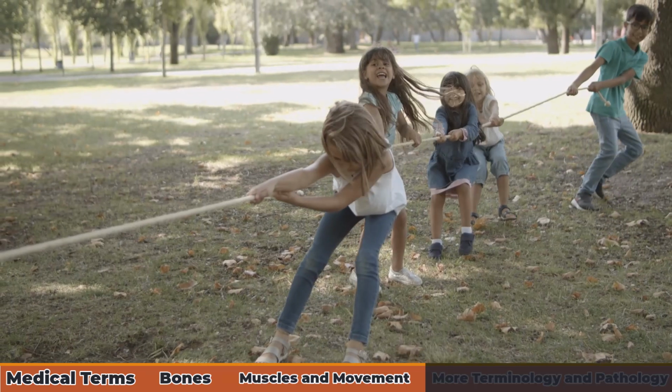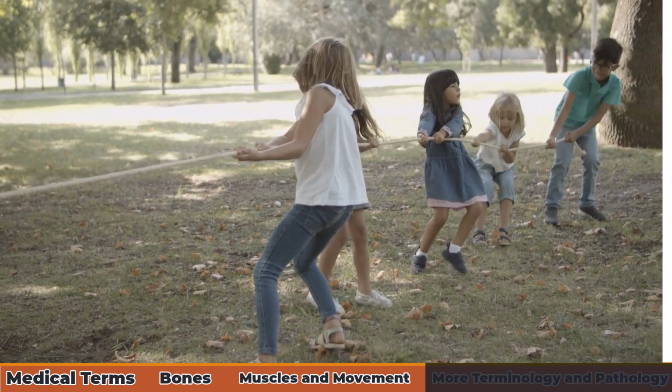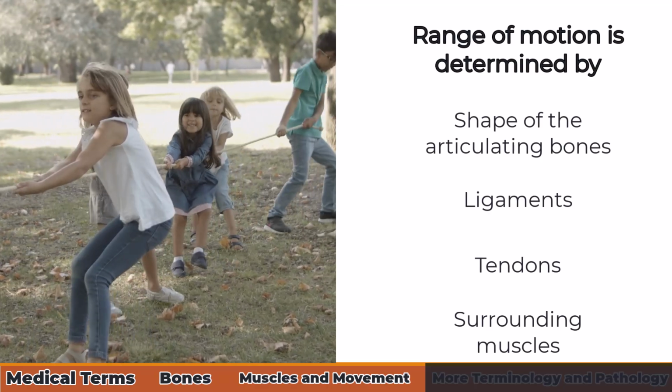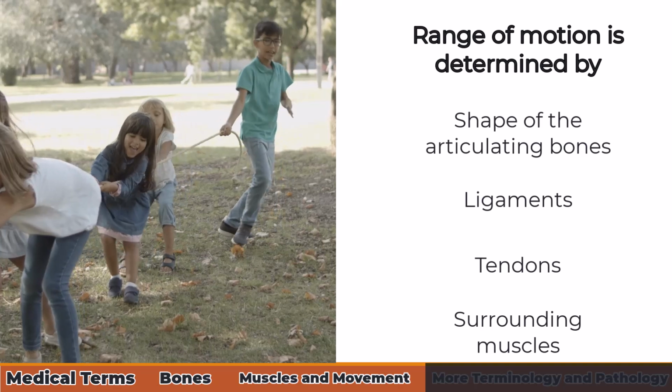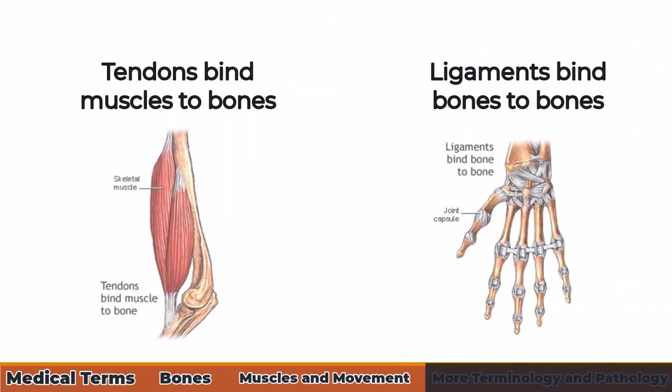Movement requires the use of varying combinations of muscles, bones, tendons, and joints. The range of motion allowed by a joint is based on the shape of the articulating bones, the ligaments and tendons, and the surrounding muscles. Remember, tendons bind muscles to bones. Ligaments bind bones to bone.